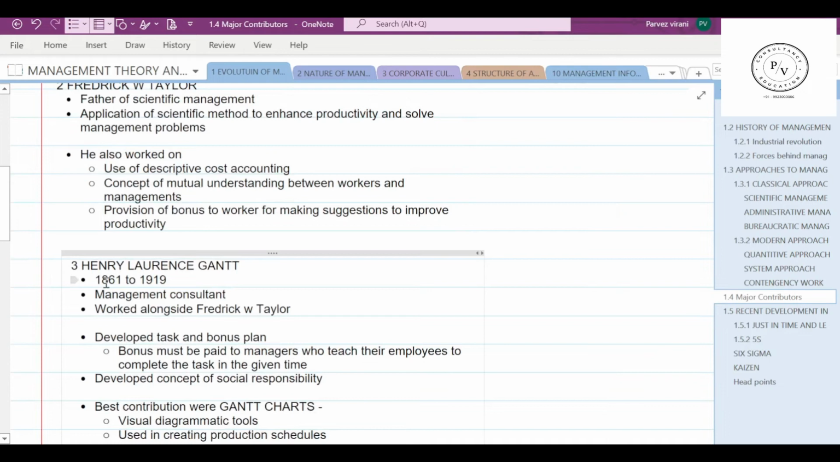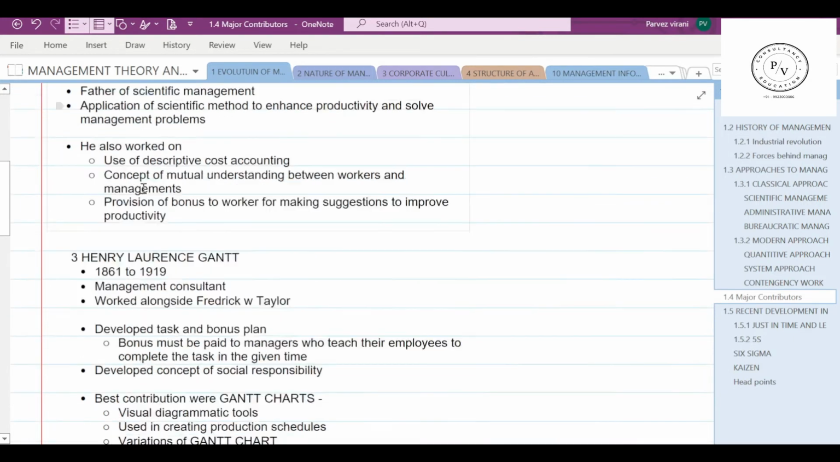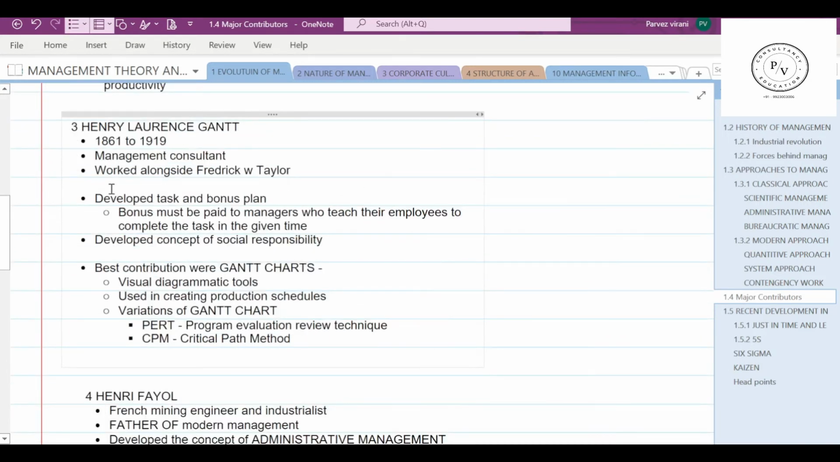Henry Lawrence Gantt, 1861 to 1919, management consultant. He worked along with Frederick Taylor. इनके साथ काम किया है. He developed the task and bonus plan. Bonus must be paid to managers who teach their employees to complete the task in given time. Developed concept on social responsibility. Best contributions were Gantt charts, visual diagrammatic tools used in creating production schedules. Variations of Gantt charts are PERT, Program Evaluation Review Technique, and CPM, that is Critical Path Method.